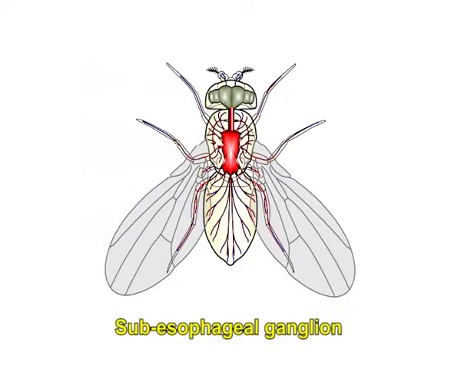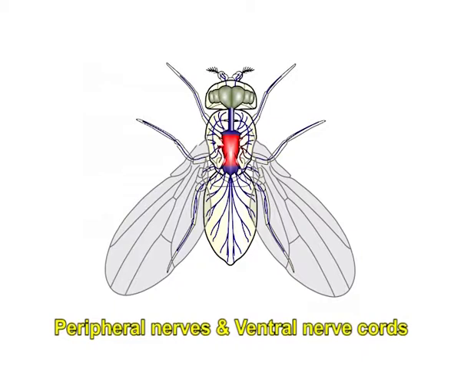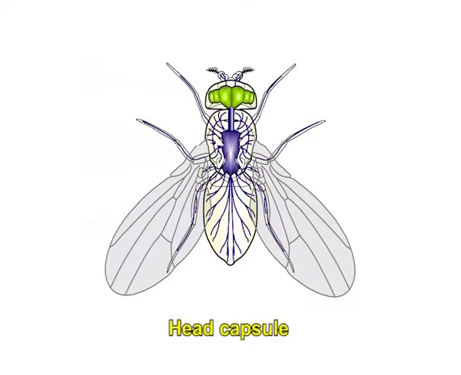A layer of connective tissue called the neurilemma covers the brain, ganglia, major peripheral nerves and the ventral nerve cords. The head capsule, made up of 6 fused segments, has 6 pairs of ganglia. The first 3 pairs are fused into the brain, while the 3 following pairs are fused into the subesophageal ganglion.